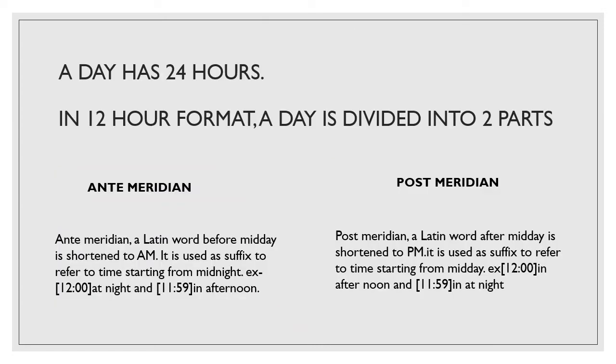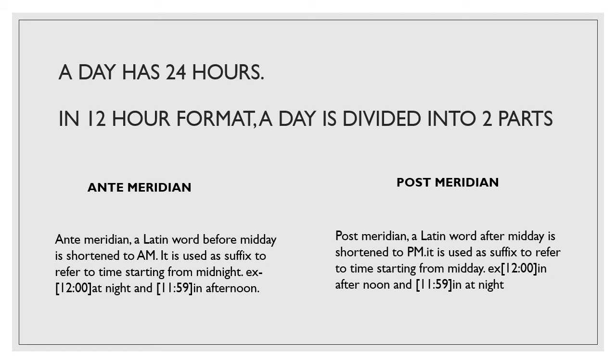A day has 24 hours. In the 12-hour format, a day is divided into two parts, antemeridian and postmeridian. Let's go to antemeridian. Antemeridian, a Latin word meaning before midday, is shortened to AM.